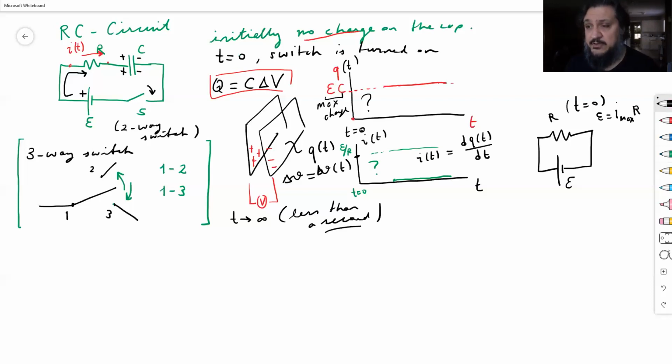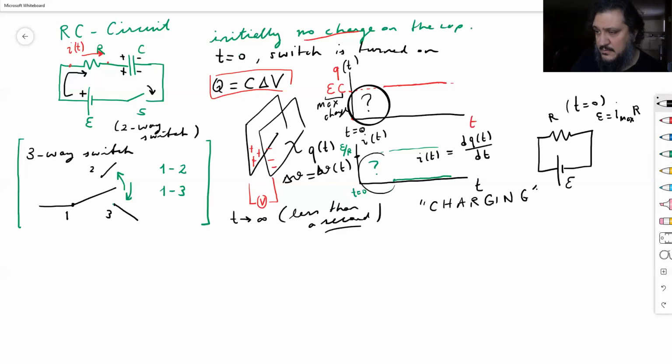Okay, so let's try to find this. Let's see what happens in this area. Okay, let's see what happens in that area. This will be called the charging phase. Charging of the capacitor. Okay, our capacitor is charging. So somewhere between t equals 0 and this infinite time, somewhere around here, we still have a current, and the charge is still not the maximum charge yet.